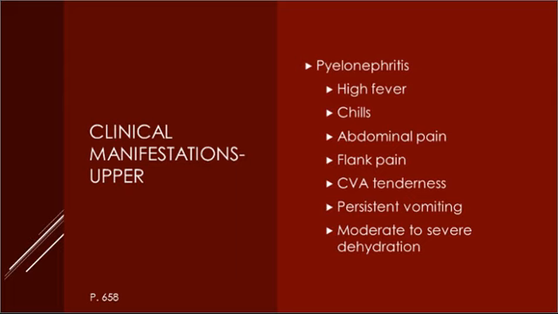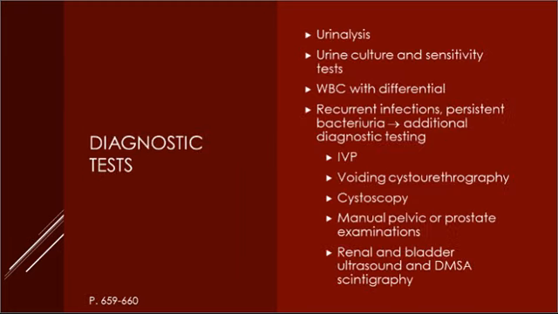Into the clinical manifestations here for upper, which is your pyelonephritis, which I explained as being up into the renal pelvis: high fever, chills, abdominal pain, CVA tenderness, which you should have learned, the flank pain, in health assessment. They can have persisting vomiting, and a lot of times you'll see nausea, decreased appetite, and it can lead to dehydration.